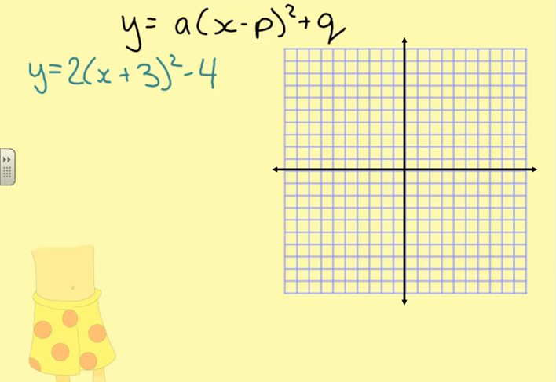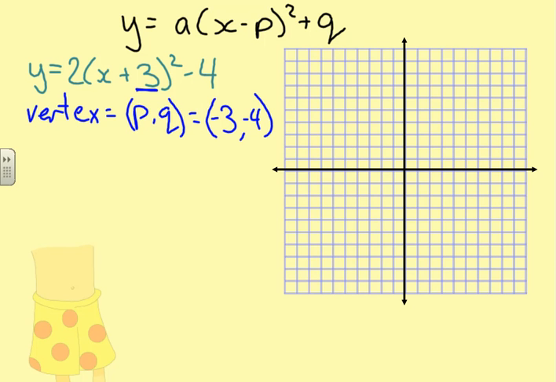Vertex equals (p, q), which, remember, your p is the opposite sign. Right up here it's plus 3, so it's going to be minus 3, and my q is minus 4. So I can draw my vertex in at (minus 3, minus 4). So 1, 2, 3 over, 1, 2, 3, 4 down. There's my vertex. Always label your vertex, your points.